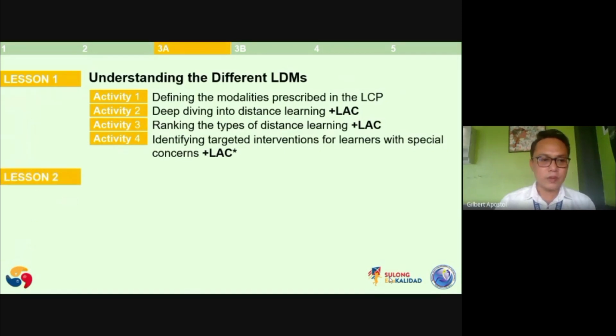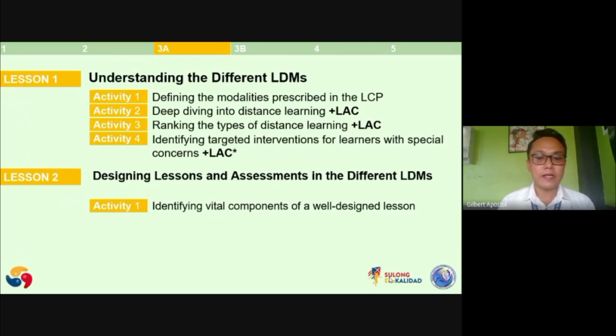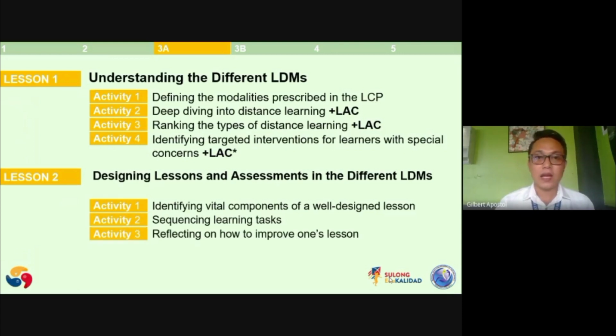Now for lesson number 2, designing lessons and assessment in the different LDMs, the first activity is to identify vital components of a well-designed lesson. Second is sequencing learning tasks. Activity number 3 is reflecting on how to improve one's lesson. Activity number 4 is using and supplementing SLMs plus LAC.